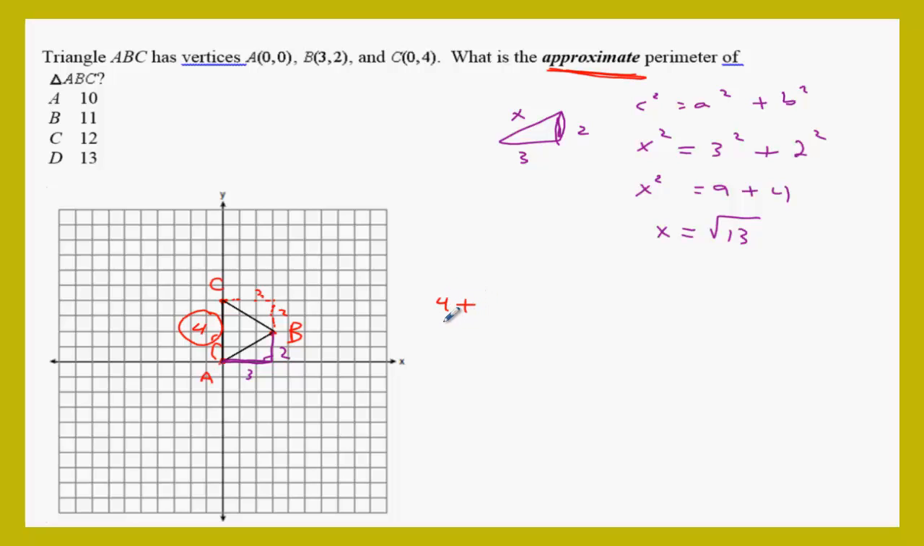Perimeter is exactly like a fence. If you have a garden in this shape, a triangle like this, and you want to buy a fence for your garden, before you go to, let's say, Home Depot, you need to measure the length of each side of your garden. That's the perimeter: 4 plus square root of 13 plus square root of 13.